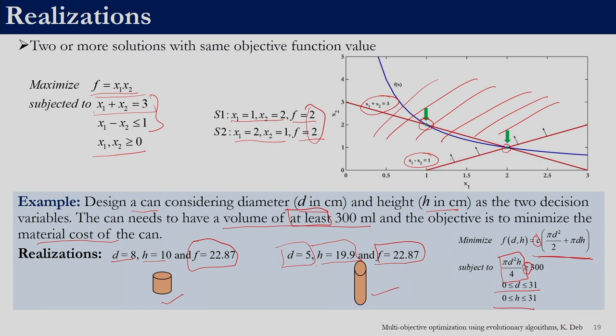So depending upon other constraints, one can choose either this solution or this solution, right, without compromising on the objective function value. That is why it is good to know the realizations, not only the optimal solution, but also many instances in which the same optimal cost can be obtained.